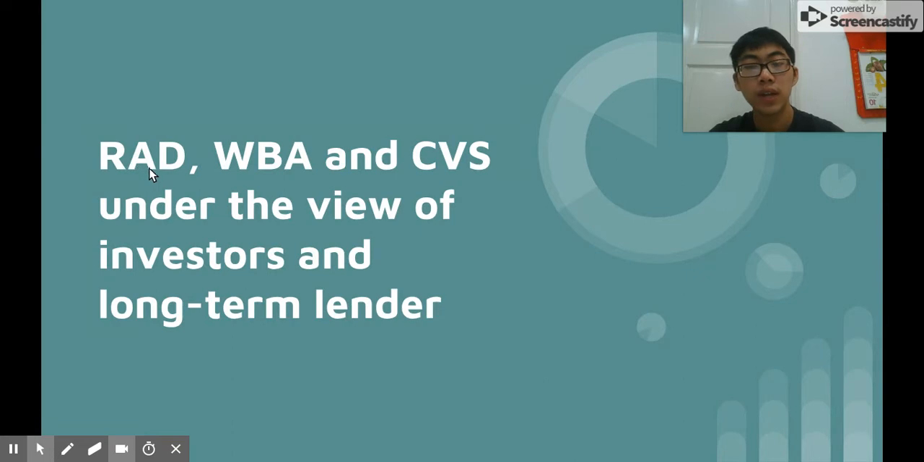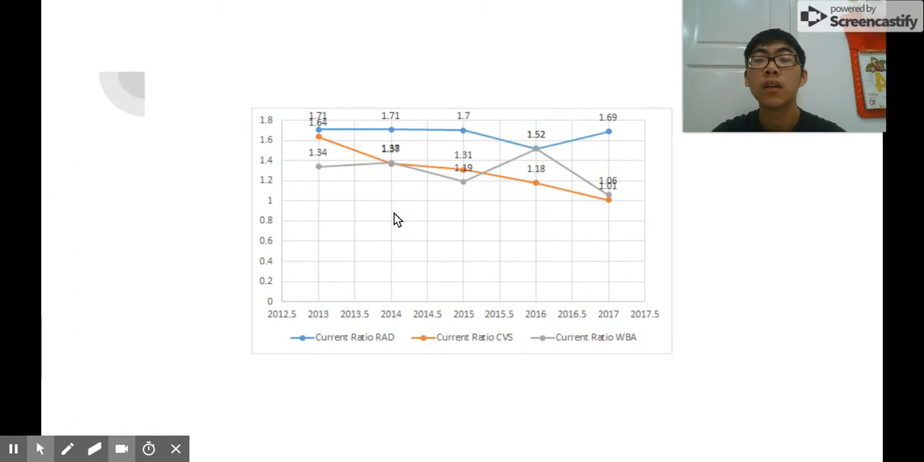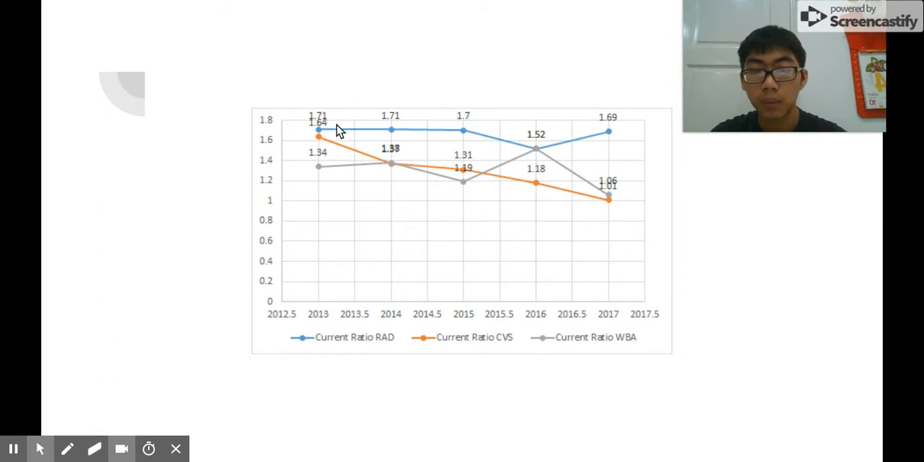Here I want to analyze the three firms already, WBA, CVS, and the third, under the view of investors and long-term lenders. The long-term lenders will focus on the liquidity of the firm, which is the firm's ability to pay debt. They want to focus on the current ratio the most, because I think it's the most significant point, because they may consider the full amount of the firm's ability to pay debts. Here we can see that the blue line has the highest ratio amongst them all. Both the orange line and the other line are very low and increasing very sharply compared to the blue one.